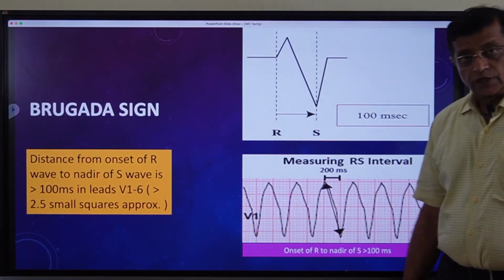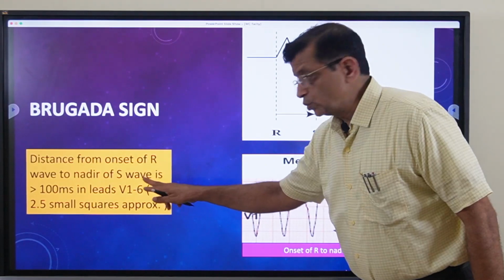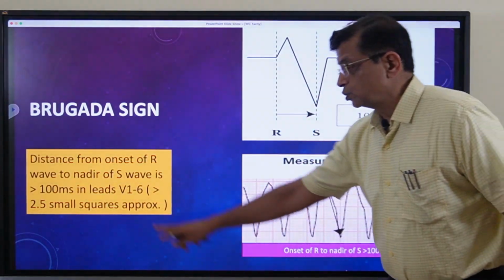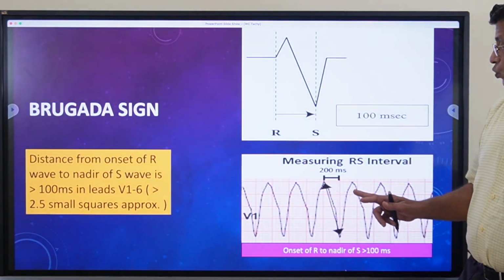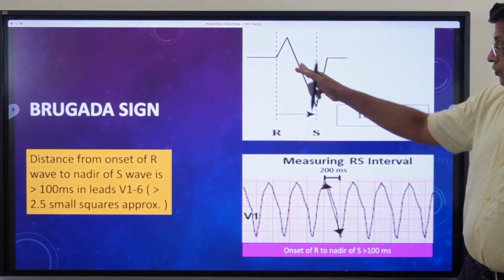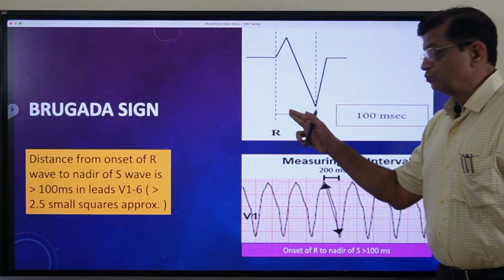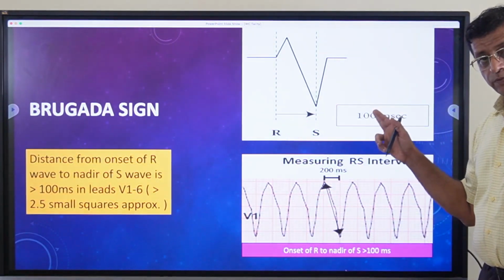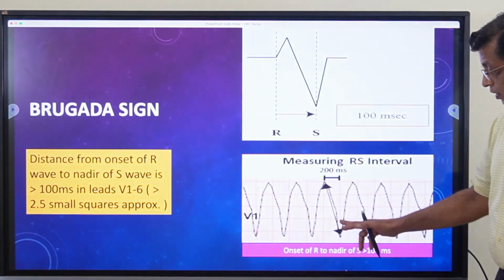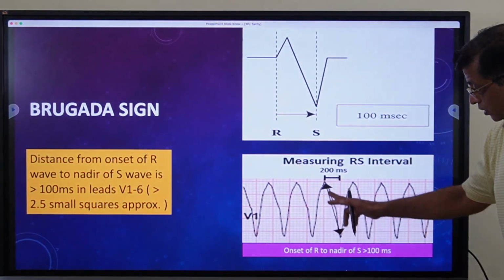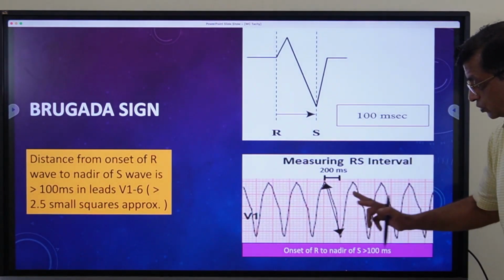Second is the Brugada sign. The distance between the onset of R wave to the nadir of S wave is more than 100 milliseconds, or 2.5 small squares. So the onset of R wave to the nadir, that is the deepest point of the S wave. If it is more than 2.5 small squares or 100 milliseconds, that is called the Brugada sign. That suggests that this is ventricular tachycardia. If you do not see a classical R, you can measure the onset of R wave from this point to the nadir of S wave.